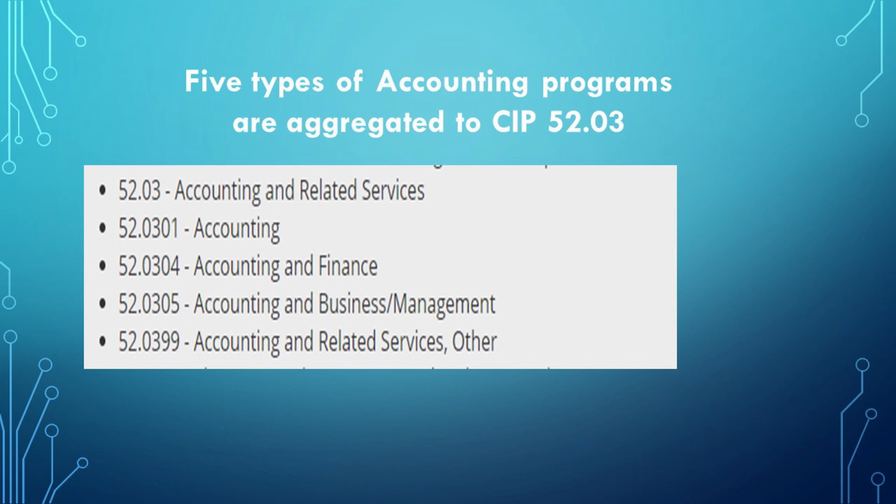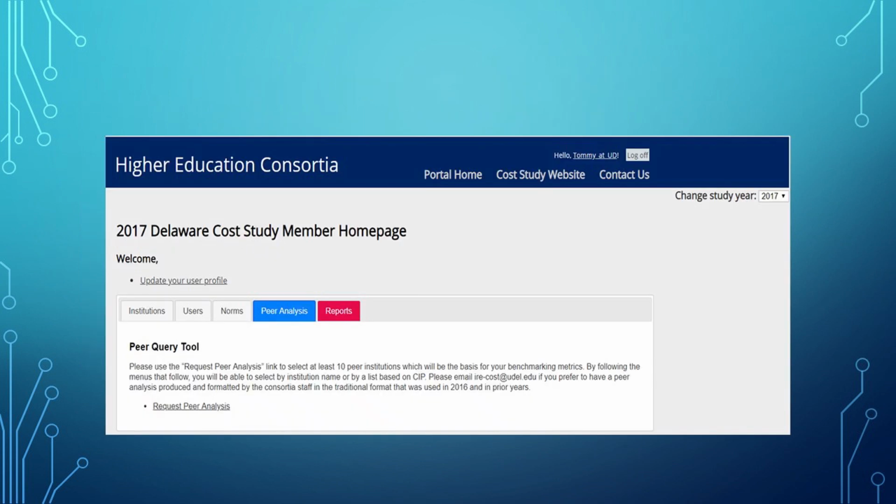So perhaps you may know something about your peers and want to select them based on specific knowledge of the departments at institutions that are like yours. So you go to the peer analysis tab in the web portal, and you'll see that under that you can request a peer analysis. The conditions are that you have to include at least 10 institutions in your selection. This is to protect the confidentiality and security and anonymity of any individual department.